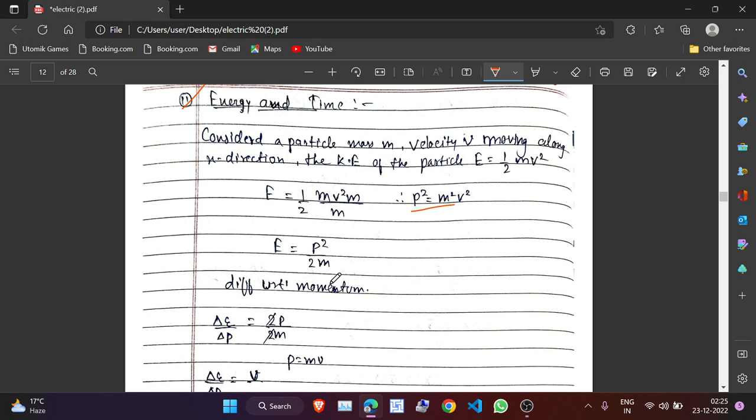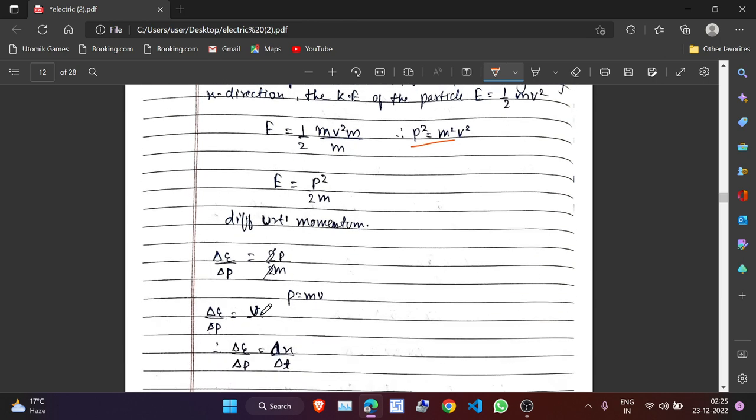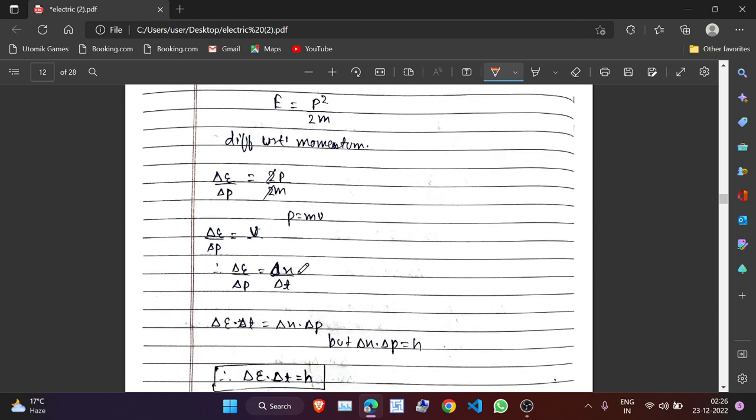Why not differentiate it with respect to momentum? That means delta E divided by delta p is equal to 2p upon 2m, after differentiating p square, since the differentiation of x square is 2x. So the differentiation of p square is 2p. The 2 and 2 cancel. So delta E upon delta p is equal to v. What is v? V is the velocity. What is velocity? Velocity is the change in displacement with respect to time. So delta E upon delta p is equal to delta x upon delta t.